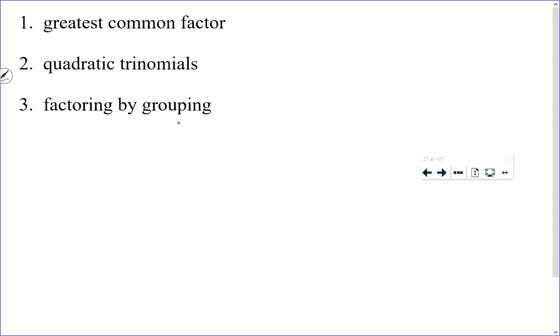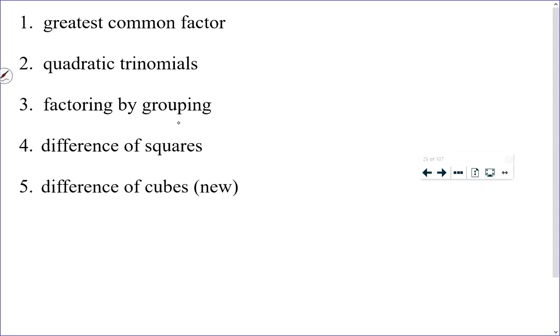Factoring by grouping, which you were taught in grade 10, but, well, I'll ask, by a show of hands, how many of you remember being taught factoring by grouping? Never mind how it works. Probably very few, because we don't use it very often. A difference of squares, which is pretty obvious, but then there's something called the difference of cubes.